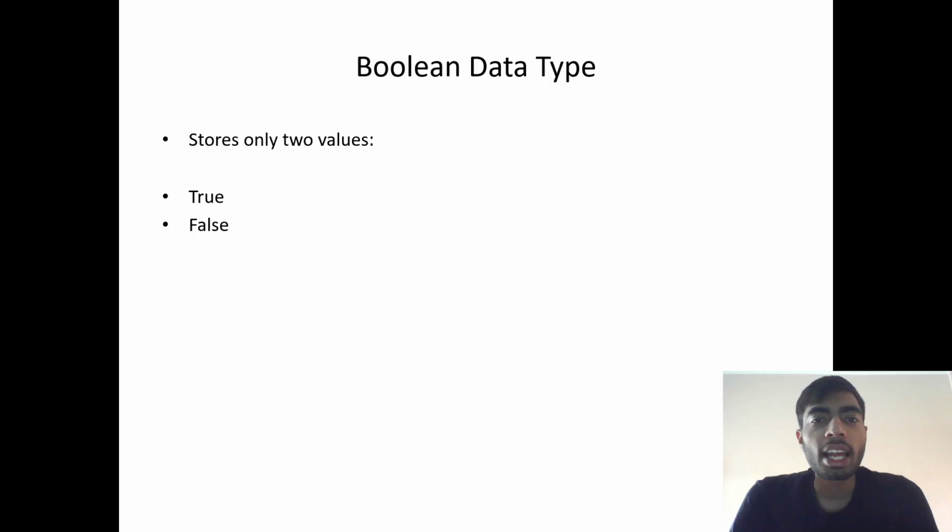The Boolean data type is very simple. It can store only two values, true or false. Booleans are mainly used when checking conditions. For example, is the student present? Yes or no? Is a number greater than another number? True or false? Boolean values are extremely important when we learn decision making and loops.